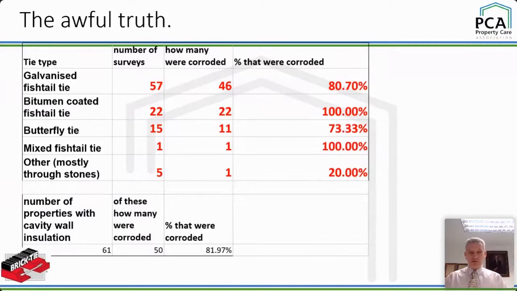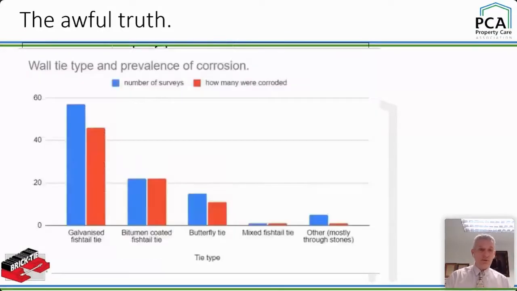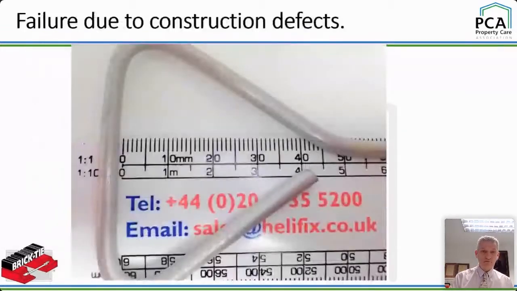Sometimes, especially in the 30s, they've got both types of tie on site. They're through stores and things. Just to help you, if you don't like figures, there you are. On the left-hand side, galvanised fishtails. Blue, the numbers looked at. Red, the numbers corroded. Bitumen-coated fishtails, butterfly ties, mixed. Okay? So it gives you an idea of that.